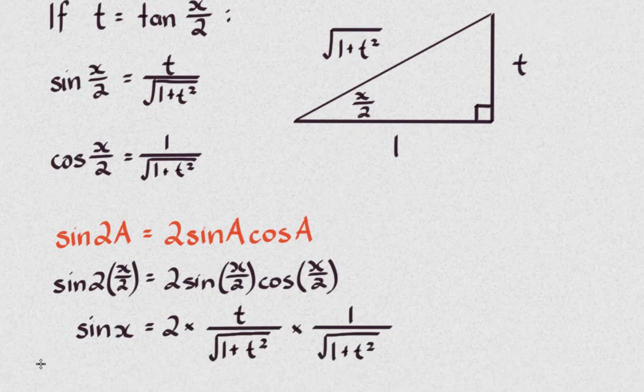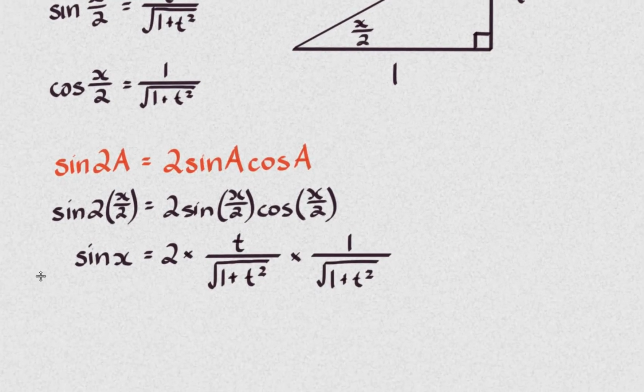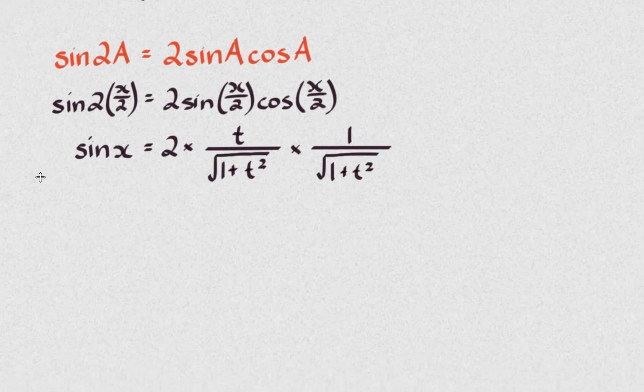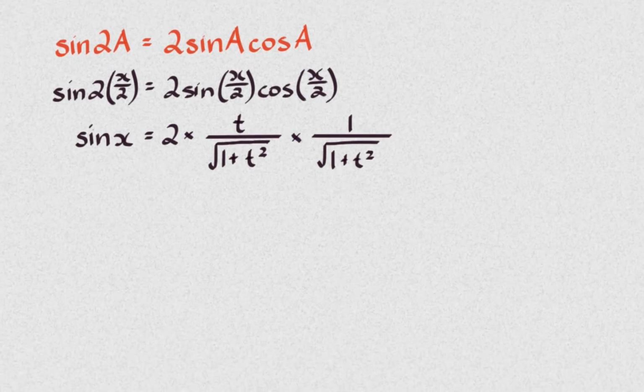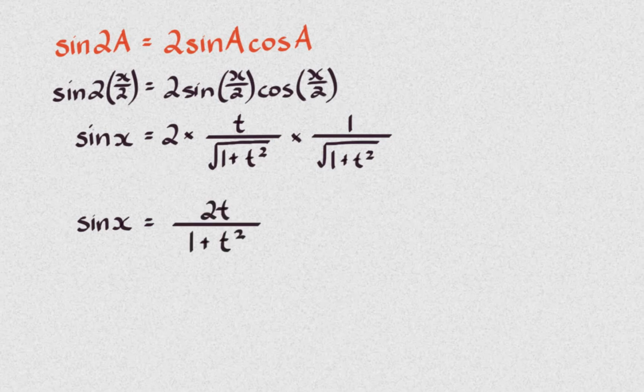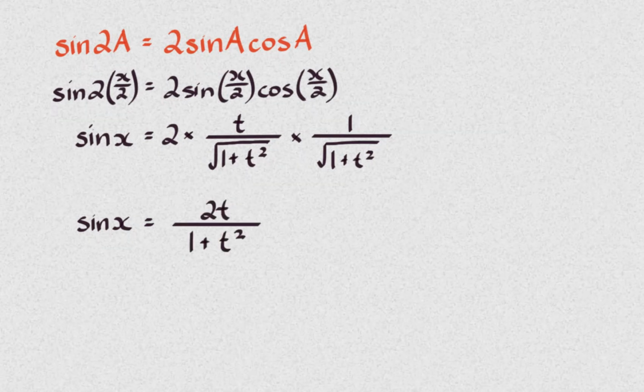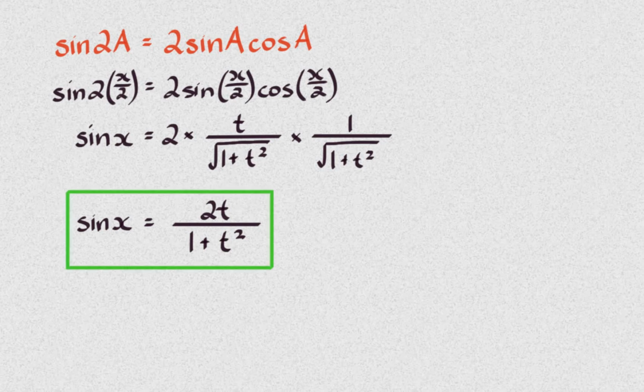We can then simplify by multiplying the numerators and multiplying the denominators. So what are we going to get? Well, on the numerators, 2 times t times 1 will give us 2t, and on the denominators, we can see that the square root signs will just cancel out. And so we have our expression for sine of x.